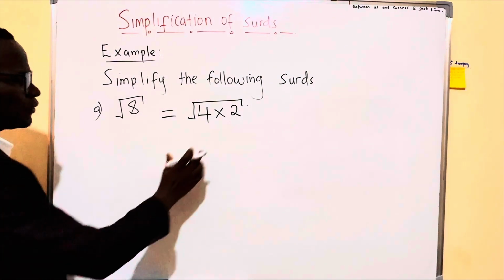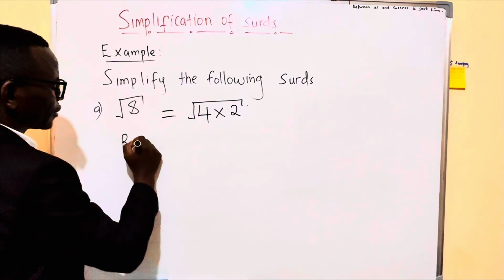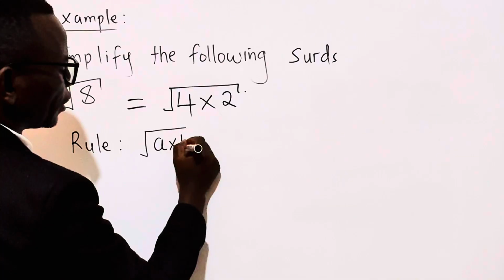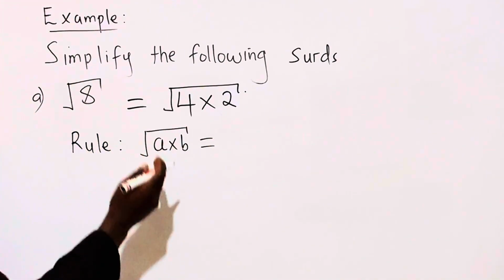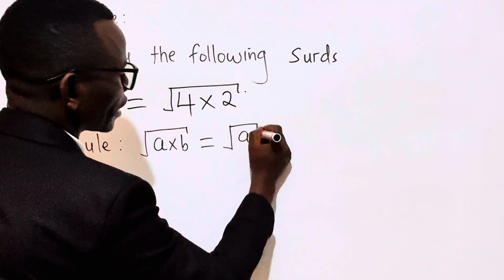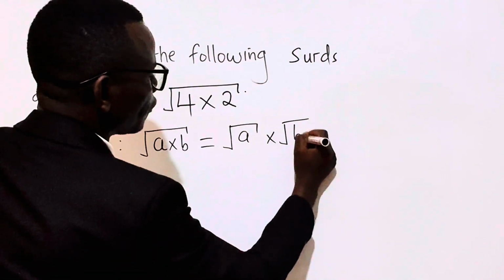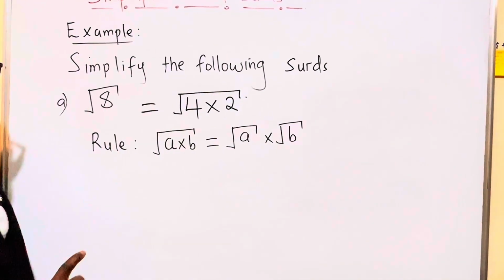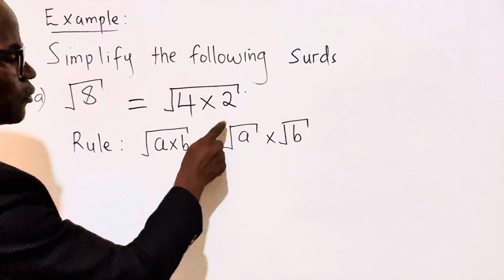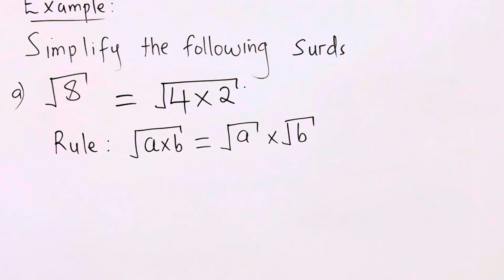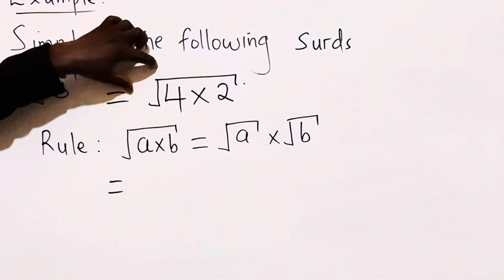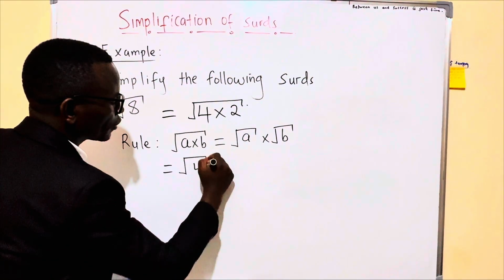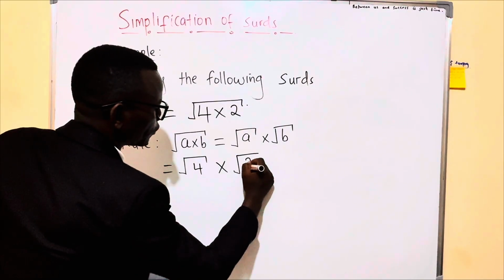Now, after doing this, we are going to use the rule that if I have a surd of A multiplied with B, this one is split by taking the root of A, then multiplied with the root of B. I said if they give us root of A multiplied with B, this is equal to just the root of A times the root of B. So when we go back to our question, I'm going to say that this is the square root of 4 times the square root of 2.